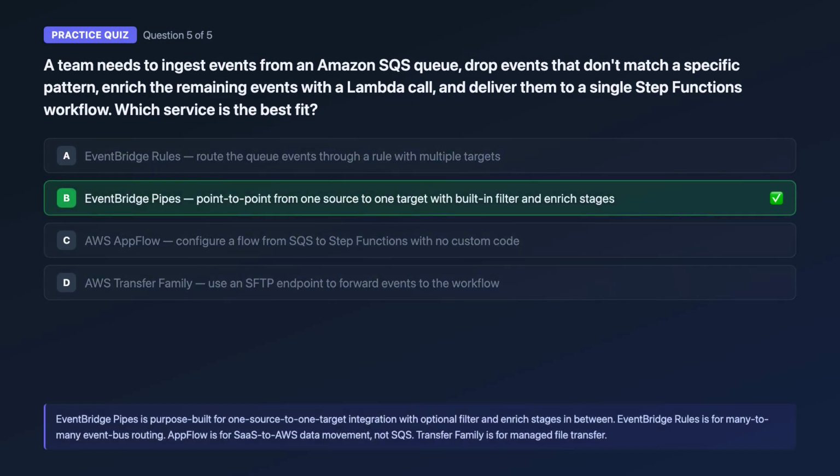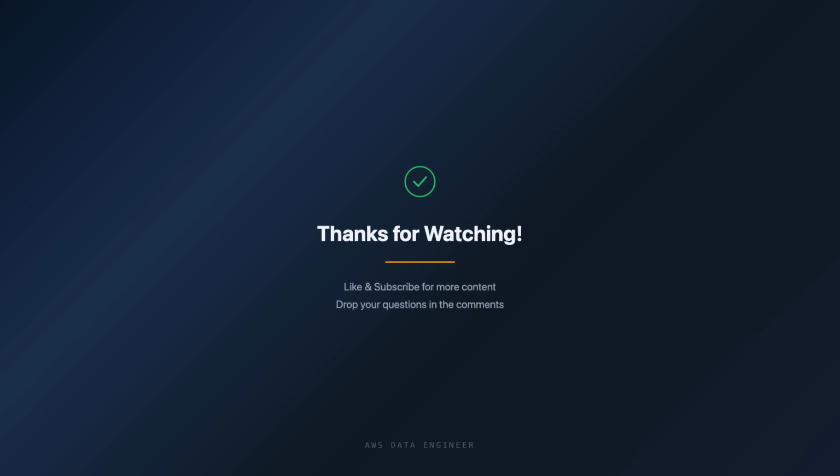The answer is B. EventBridge Pipes is purpose-built for one source-to-one target integration with optional filter and enrich stages in between. EventBridge Rules is for many-to-many event bus routing. AppFlow moves data between SaaS applications and AWS services, not from SQS, and Transfer Family is for managed file transfer over SFTP, FTPS, or FTP. The cue here is the four-stage shape: one source, filter, enrich, one target. That's Pipes. And that's a wrap on secondary services: QuickSight, OpenSearch, AppFlow, and Data Exchange.